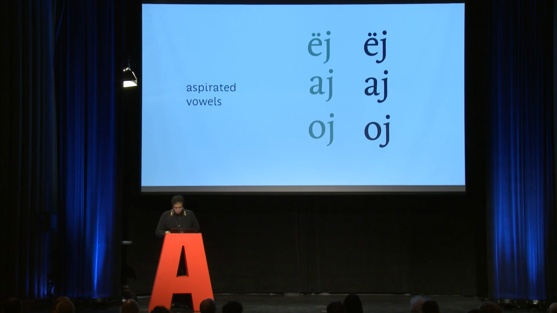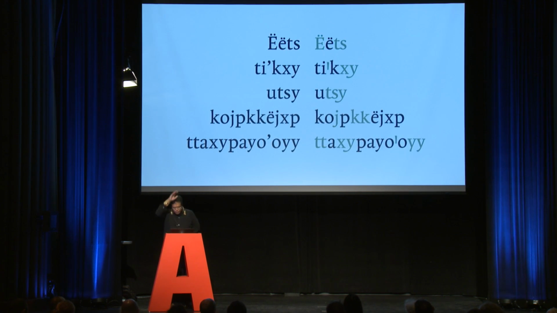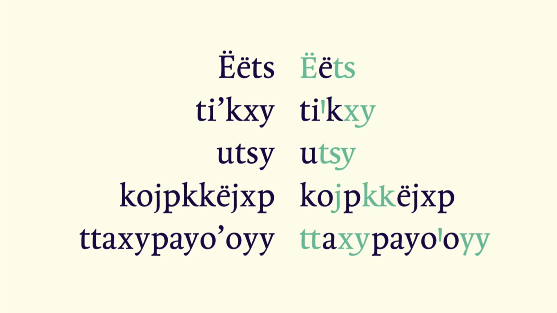Then we did the same for the aspirated vowels, like here. And I did some ligatures for the voiceless consonants, for example, or for some cases where there are grammatical markers, like this double Y, just to make it look nicer. So we have some of the changes here put into these two columns, and you can see what happens here. You can identify these phonemes better with a different typographic form. We have to translate sound and phonetics into a letter form.